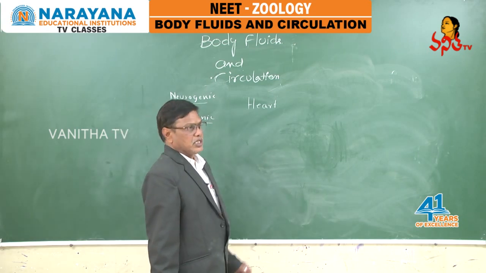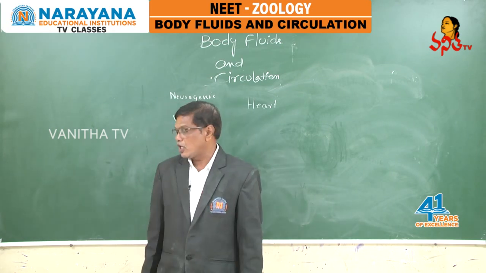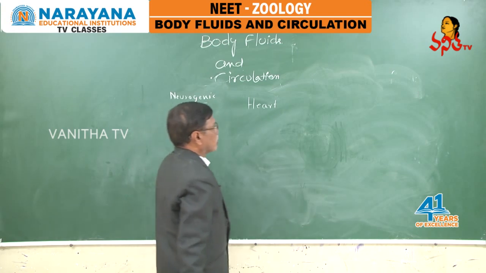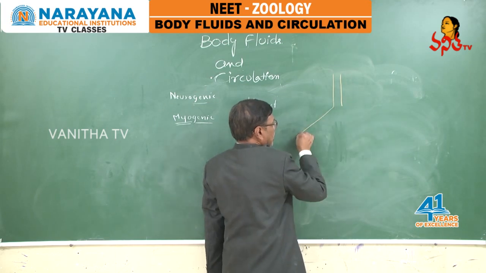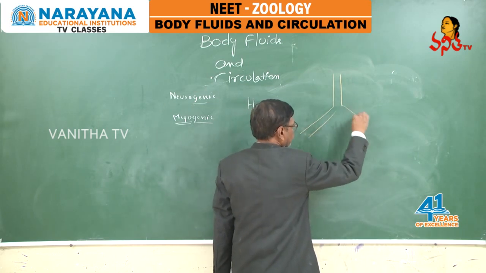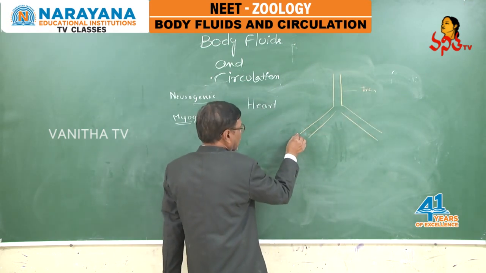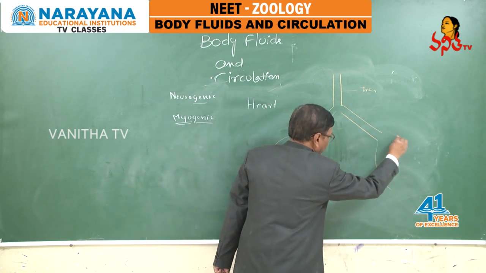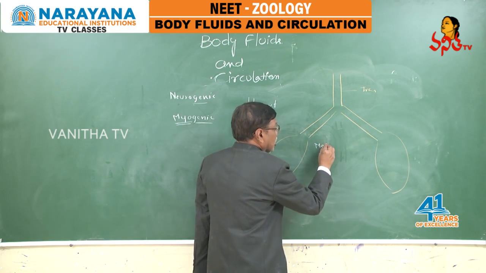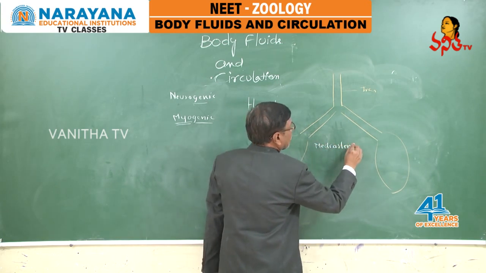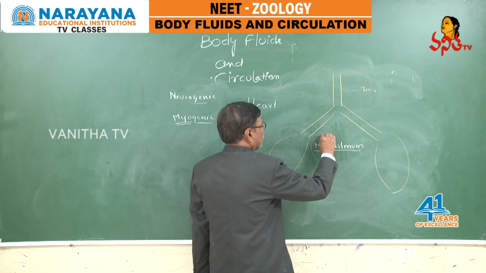Human beings also have a myogenic, four-chambered heart. It is situated in the thoracic region. What is this? Trachea, bronchi, and here, lungs. The space present between the two lungs is called the mediastinum. In this space, the heart is situated.